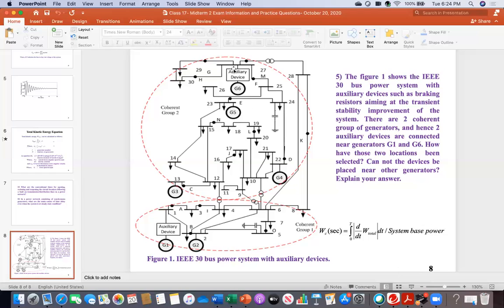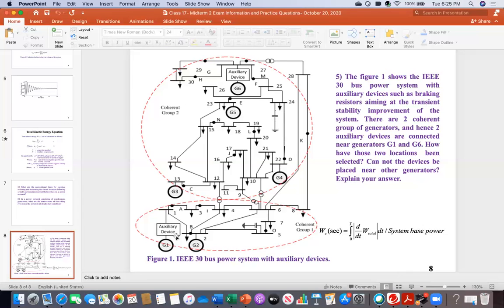So in this specific IEEE 30 bus system, it has been seen that if the fault is nearby G6, then that generator provides the highest WC value. This means that the G6 generator is the most vulnerable among those four generators. Accordingly, the auxiliary device has been placed there. Because it is the most vulnerable, the WC value goes much higher. So if you put devices here and here, this generator or this generator will be fine, but this one will not be fine, and might even go unstable.